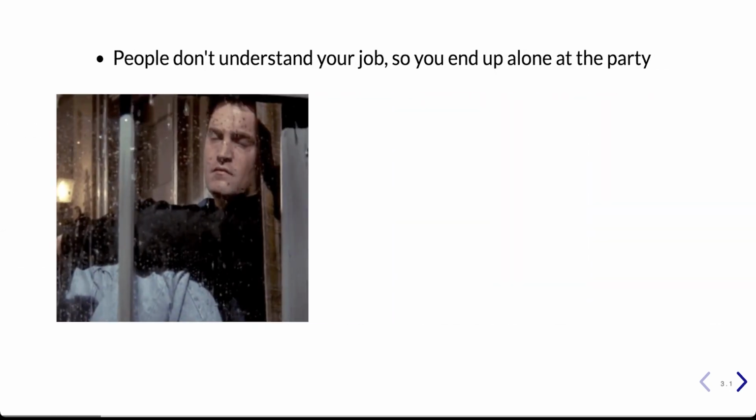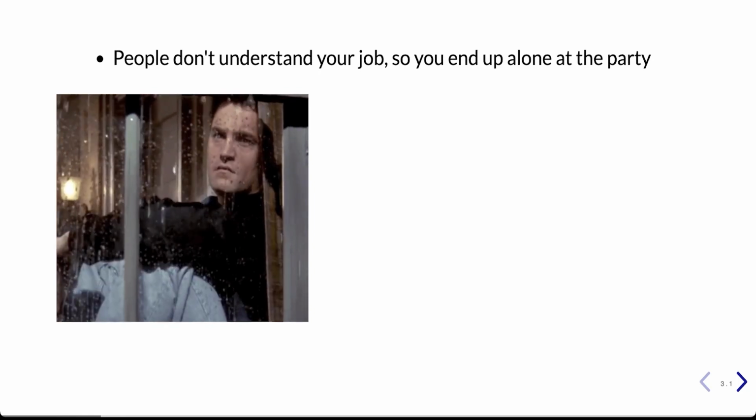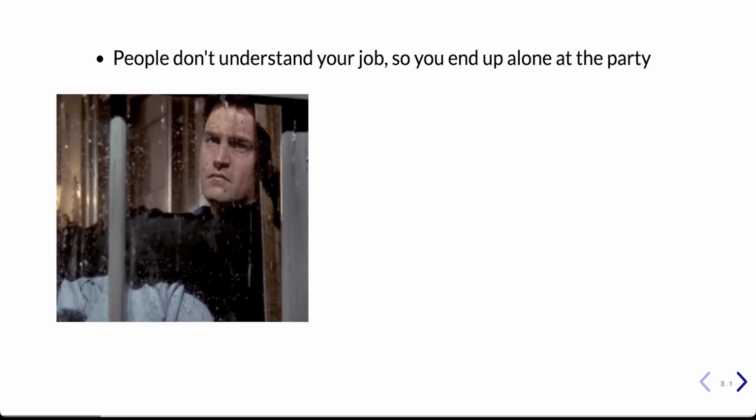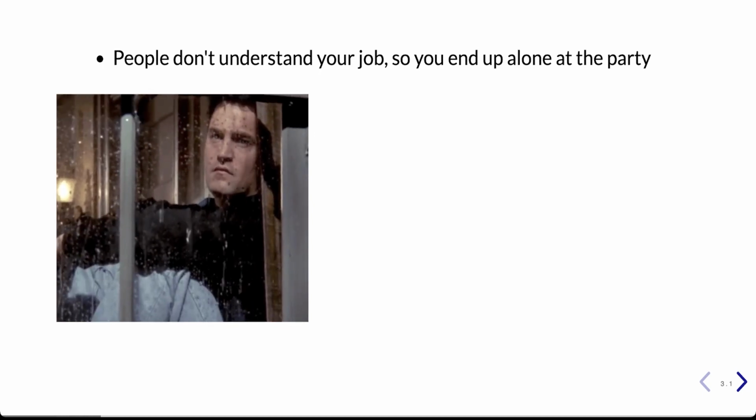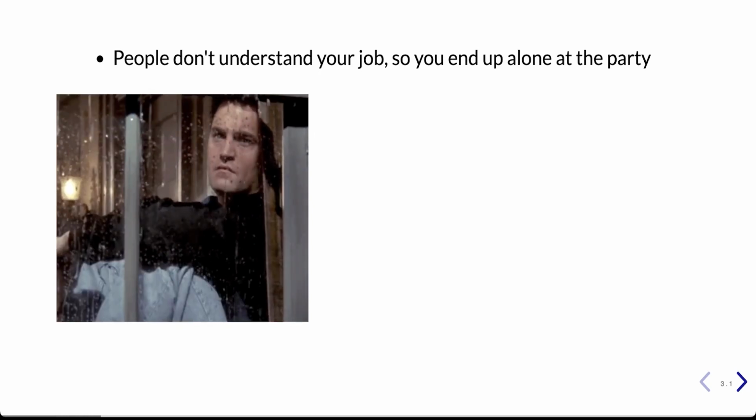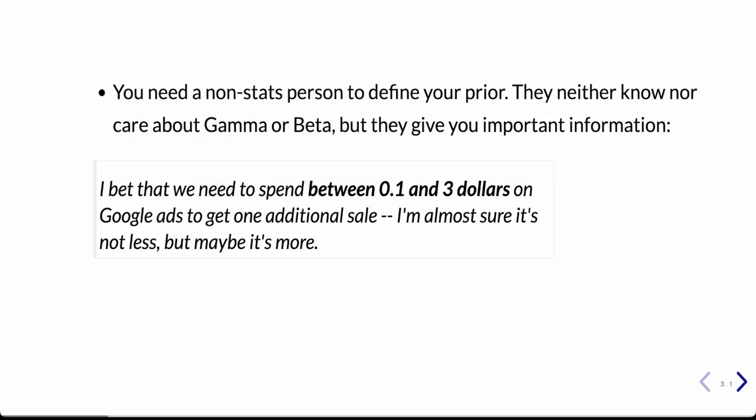Another problem is that people don't understand your job, so you end up alone at the party. And actually, we won't cover that second problem here because the video would be way too long. Or it could be that you need a non-statistician to define your prior, and they will neither know nor care about whether you need a gamma or a beta. But if you ask them, they will give you important information.